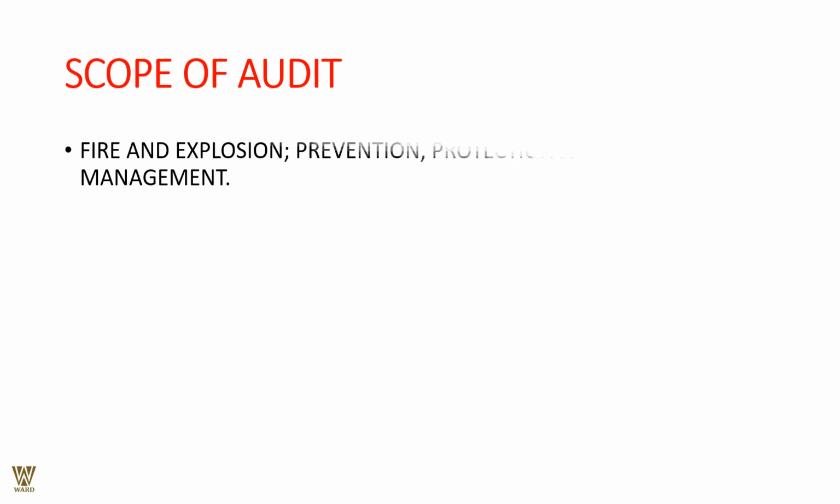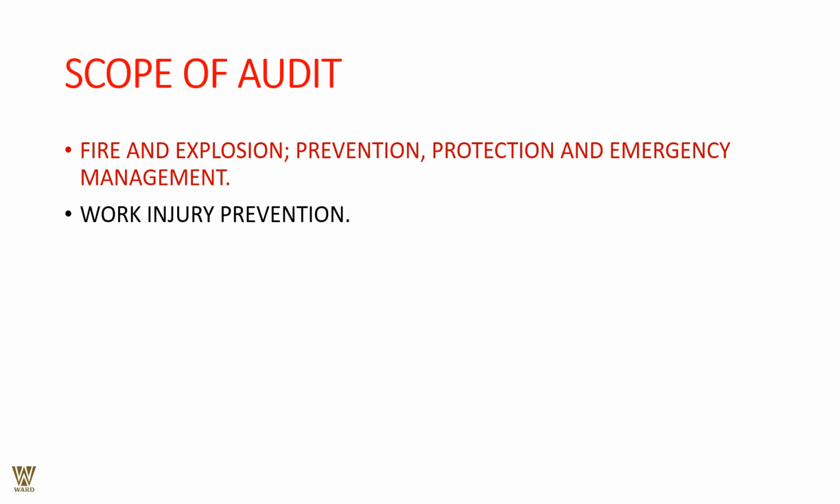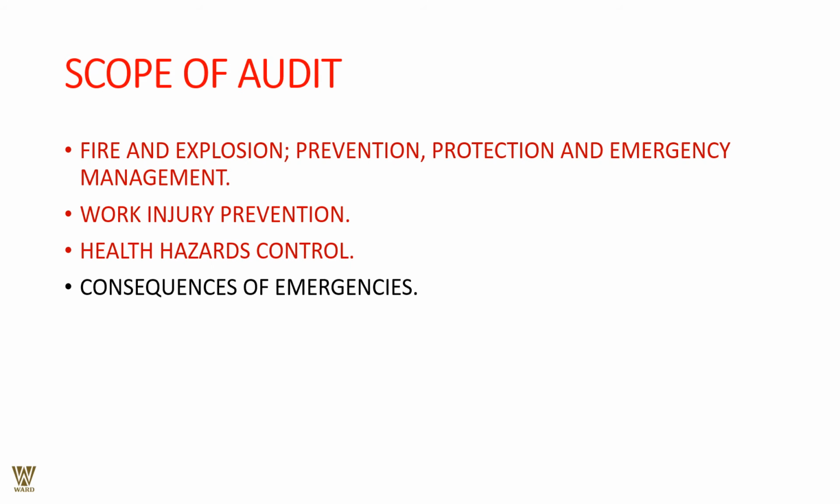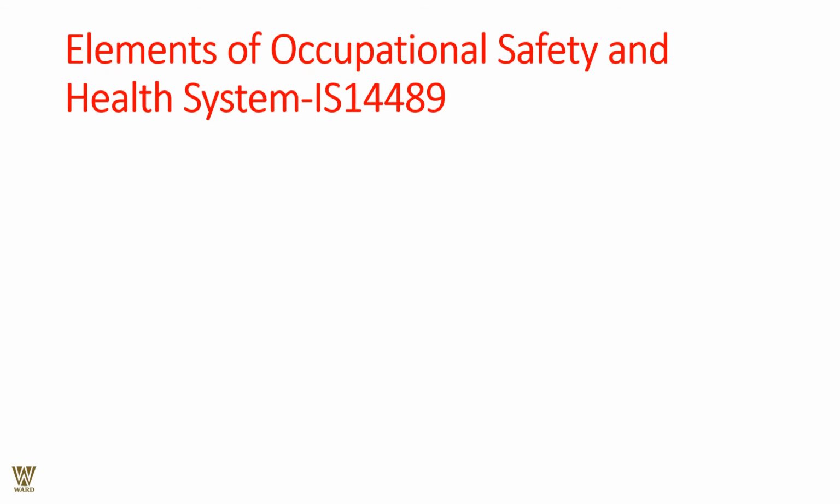Let us understand the scope of the audit. With fire and explosion, we look toward preventing and protecting. Emergency management. In terms of work injuries, it is all about prevention. In terms of health hazards control, what are we looking into? The consequences of emergencies then and there. On-site emergency control, if possible, how do we deal with it?